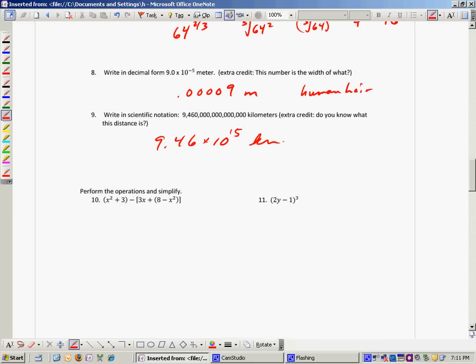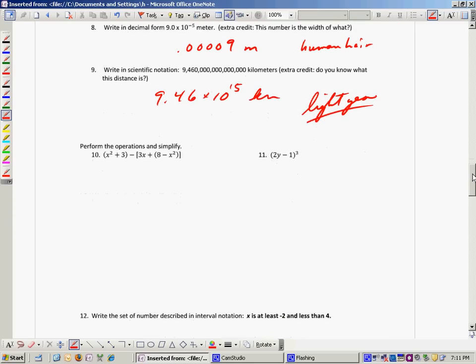9.46 times 10 to the 15th kilometers. Only one person got it. Another person got close. I think it was Gino, who said it was a light year, and indeed it is. That was a nice catch by Gino.